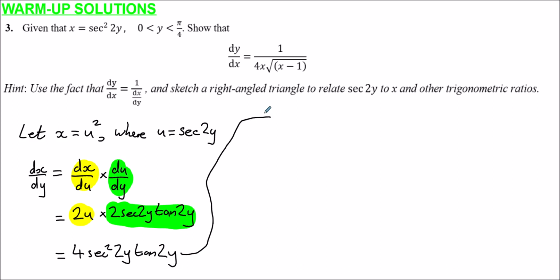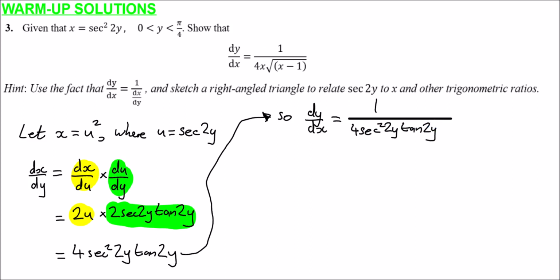So moving into an area with a bit more space, this is dx by dy. So what we can say now is, dy by dx is going to be all of this reciprocated. It's going to be 1 over all of that. So it's going to be 1 divided by, move that one to the centre, oops, never mind. So it's going to be 1 over 4 sec squared 2y multiplied by tan of 2y.